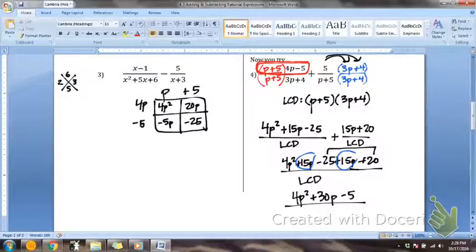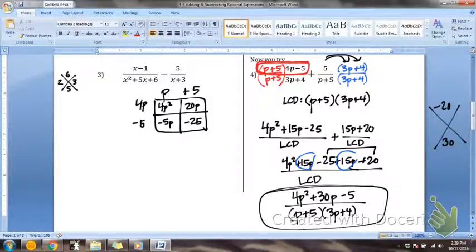Now, it doesn't look like I can pull anything out of the numerator, 4p squared plus 30p minus 5, but we can double check to make sure that we can't factor this. So, what two numbers multiply to get a negative 20 and add to get 30? Does that exist? Let's see, 1 and 20, 2 and 10, 4 and 5. That's not going to give me 30 when I add them. So, that can't be factored, and so instead of LCD, I'm going to write p plus 5, 3p plus 4. Does anyone have a question on this one?